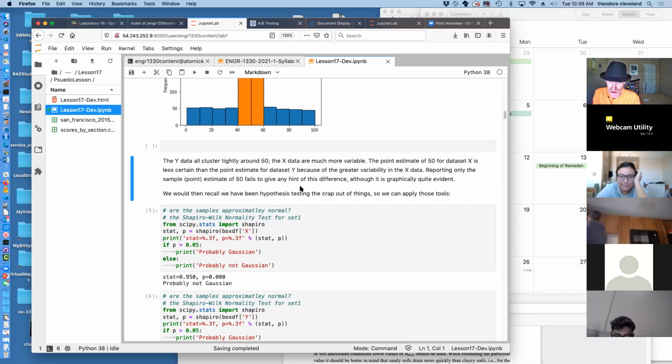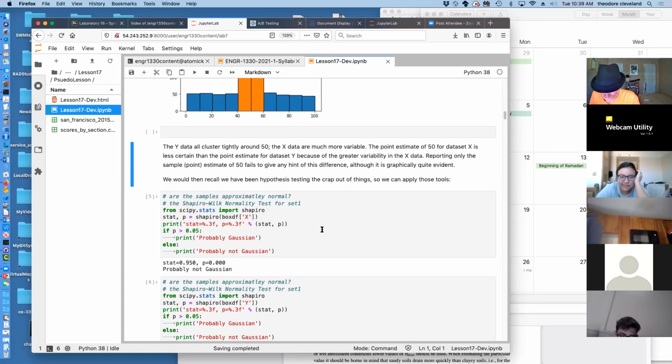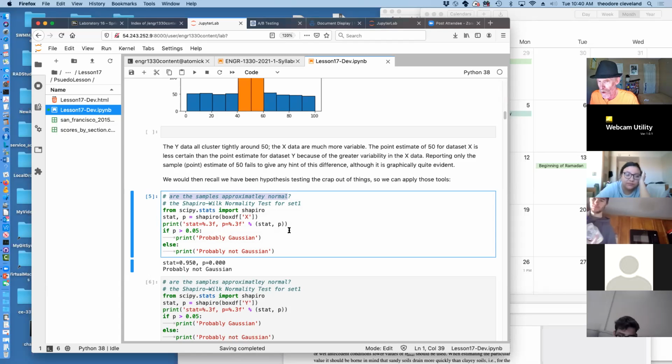So let's look at our variables X and our samples, cap X and cap Y some more. Given that the last couple class meetings, we've been hypothesis testing the crap out of things, let's go ahead and hypothesis test the crap out of these. So the first question I want to ask is, do the samples themselves appear to be approximately normal? Why do I want to ask that test other than it's right here in the notebook? To know if we can use parametric tests.